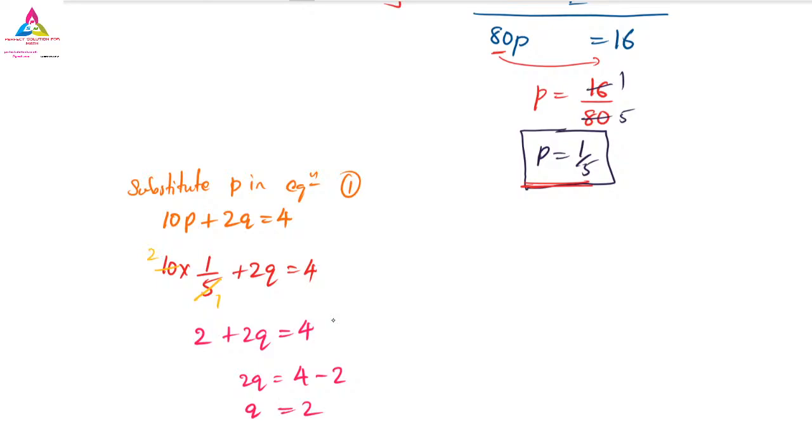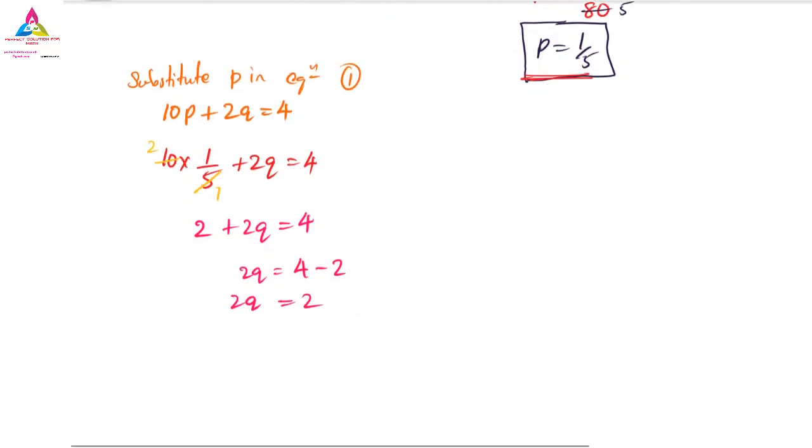So for the q value, you have to shift that 2 to the other side. When you shift that 2 to the other side, it will divide. So q is equal to 2 divided by 2. 2 divided by 2 is nothing but 1. So the q value we found is 1. So here we found the p value and the q value.